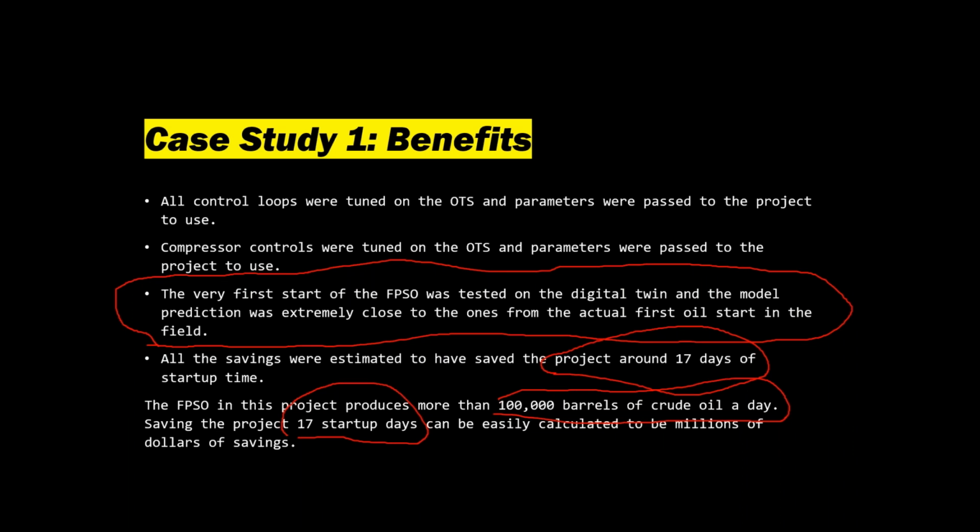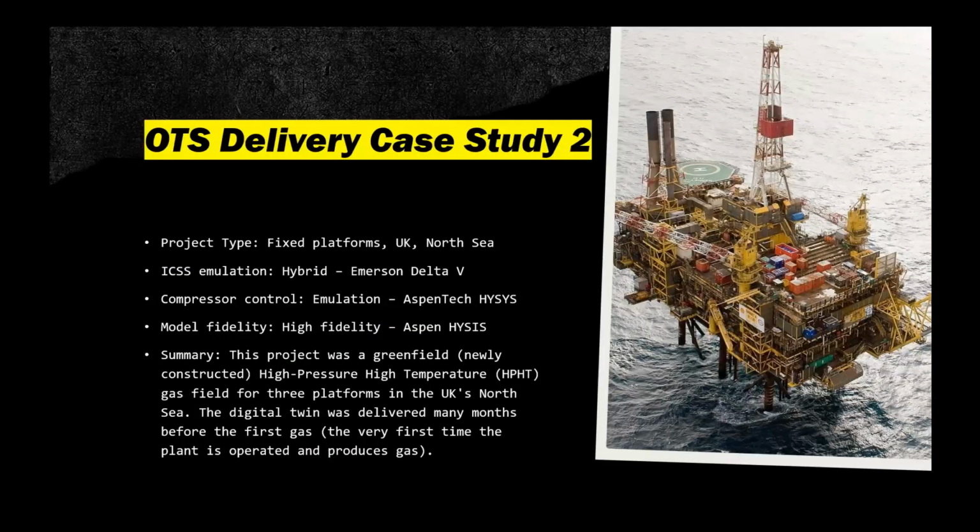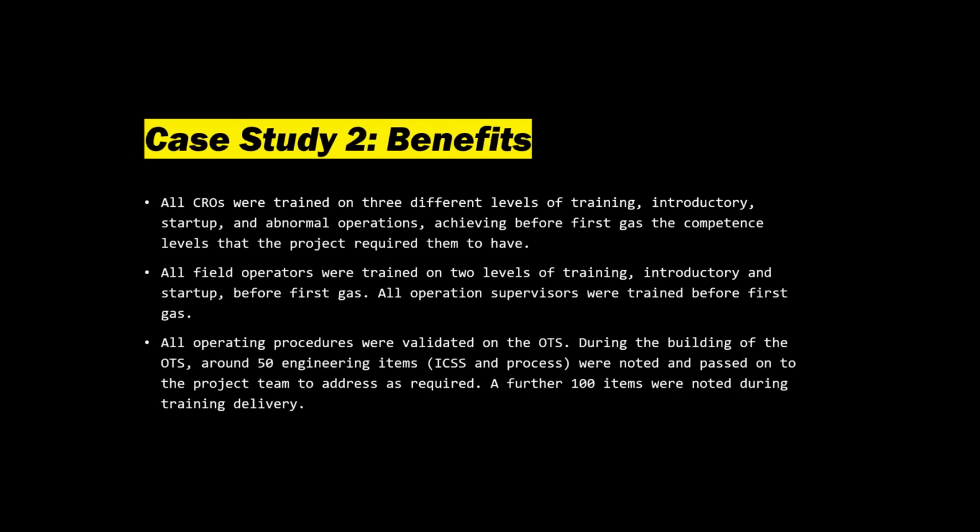Second is the fixed platform, same in the UK North Sea. The ICSS simulation is a hybrid of Emerson DeltaV, compressor control AspenTech HYSYS, and then model fidelity AspenTech HYSYS as well. So this project is newly constructed, a greenfield, high pressure, high temperature gas field for three platforms. The digital twin was delivered many months in advance before the first gas. Which means that the team that is going to get in and start the plant is ready.